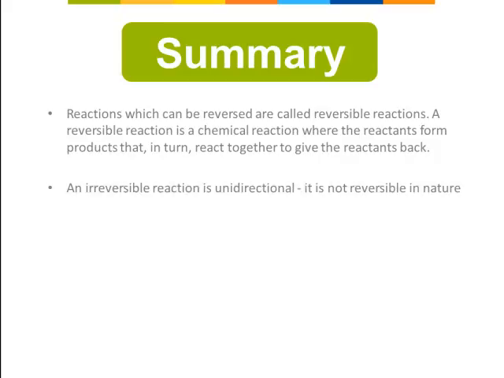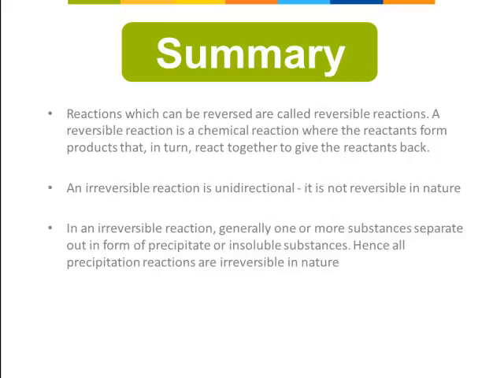Next we learnt an irreversible reaction is unidirectional, which means it is not reversible in nature. We also learnt that in an irreversible reaction, generally one or more substances separate out in form of precipitate or insoluble substances. Hence, all precipitation reactions are irreversible in nature. Lastly, we learnt that the burning of coal is an example of irreversible reaction.